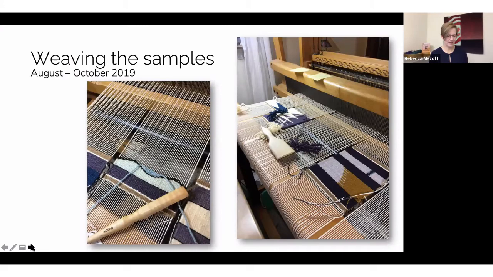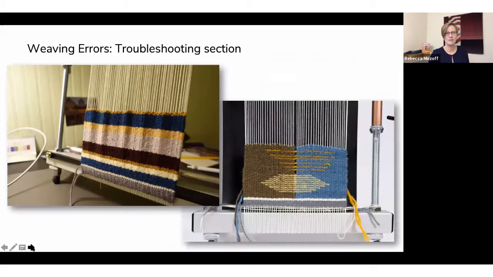I wove the samples for the book mostly on my Harrisville rug loom. That's what this is showing. I needed visuals, of course, of difficulties that people have. There's a troubleshooting section in the book, and I had to weave those errors. And I found that weaving mistakes on purpose was actually a really interesting experience. Some of the troubleshooting examples were pretty easy to make happen in the weaving, and some others were challenging.